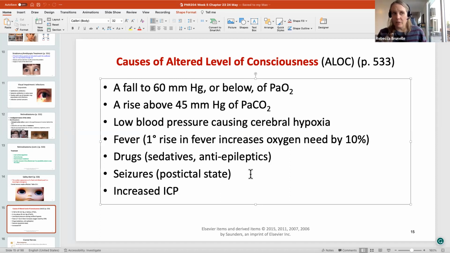And having a seizure itself, after a seizure, a lot of times kids are what they call postictal. So they are kind of out of it. They can't speak very well. They're disoriented, confused, they can be sleepy. So this postictal state after a seizure, which is normal, you need to monitor them, but it is a normal process of coming out of a seizure, can cause altered level of consciousness. And then sort of the worst case scenario is the increased intracranial pressure.